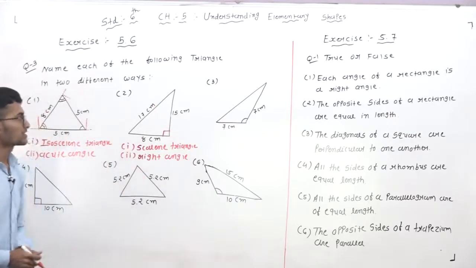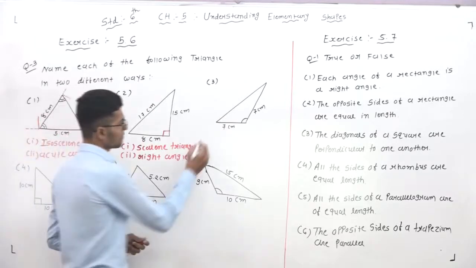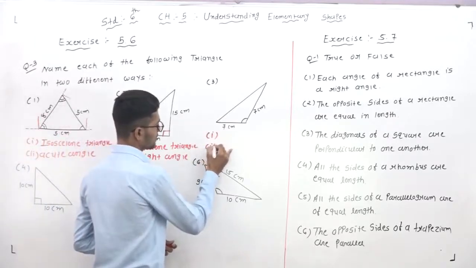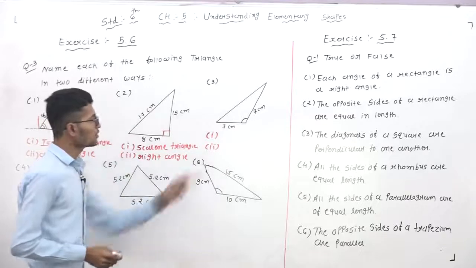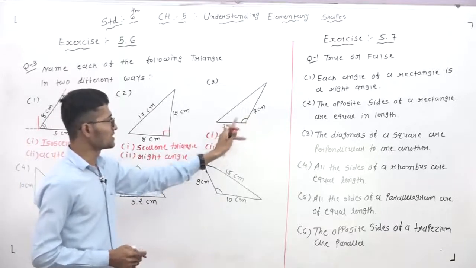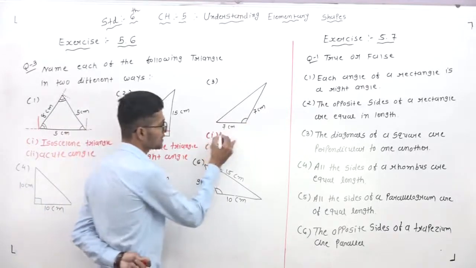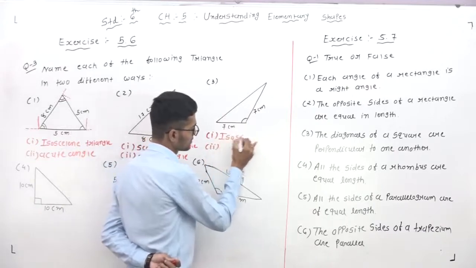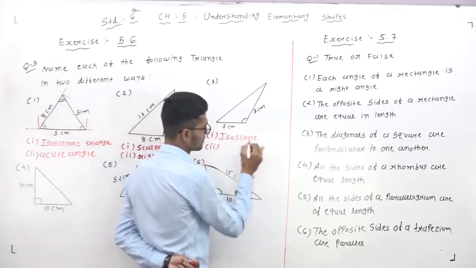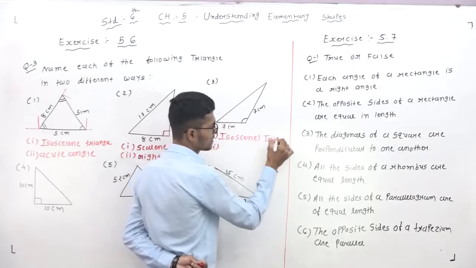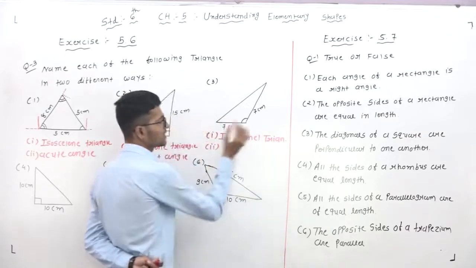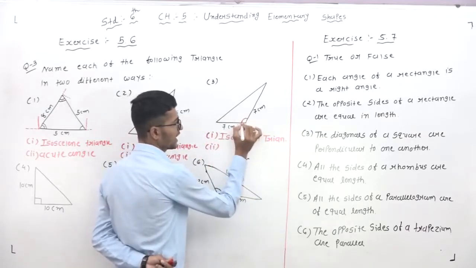Then after, our next is the third one. See our third one, two ways. First of all, here two sides are given the same. It means two sides are the same, it means isosceles. Isosceles triangle.